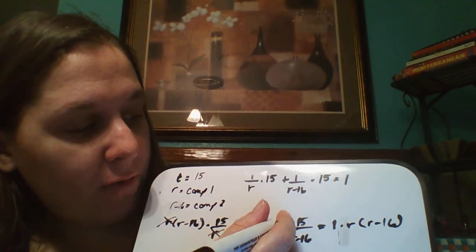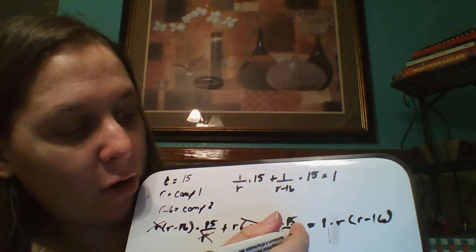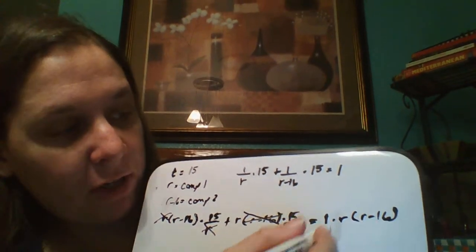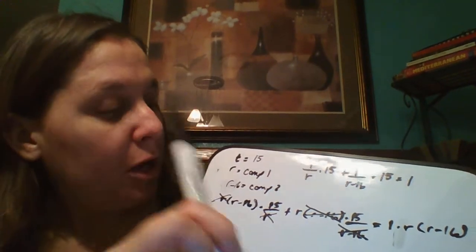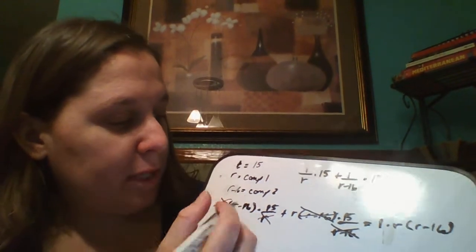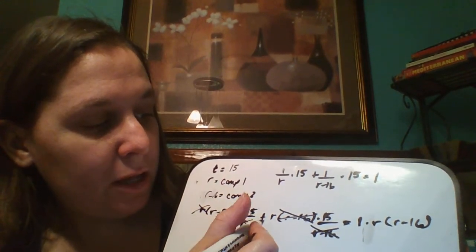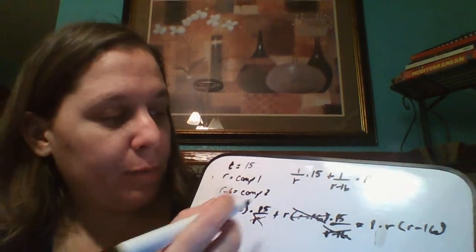Over here, I have r minus 16, the entire term, in the numerator, and I have r minus 16, the matching term, in the denominator. And then over here, of course, I can't cancel anything because I have no denominator. So now I'm going to rewrite this line without the denominator. So it's going to be r minus 16 times 15 plus r times 15 is equal to r times r minus 16. So I'm going to write that down real quick.